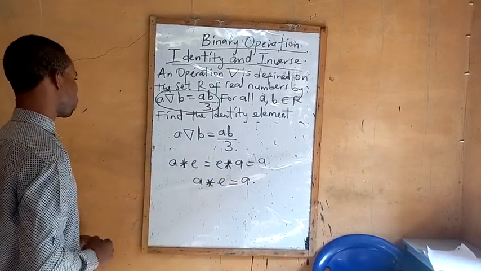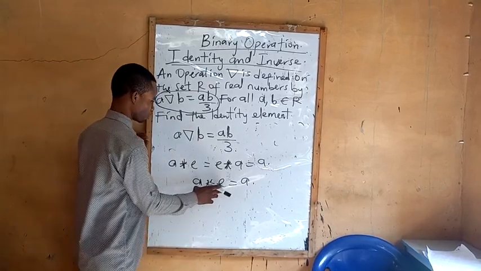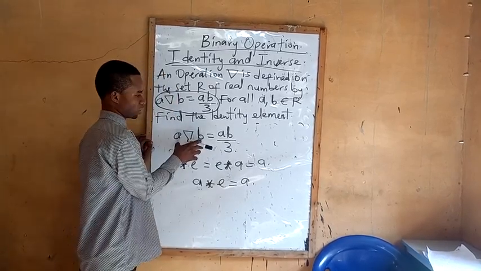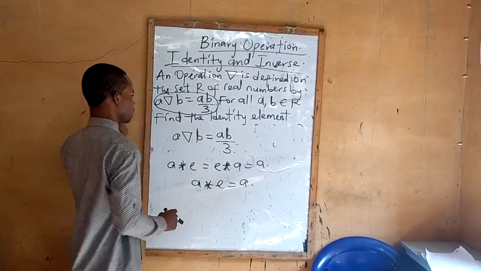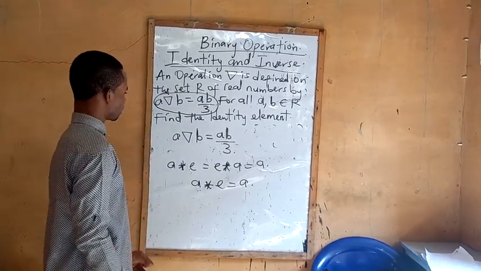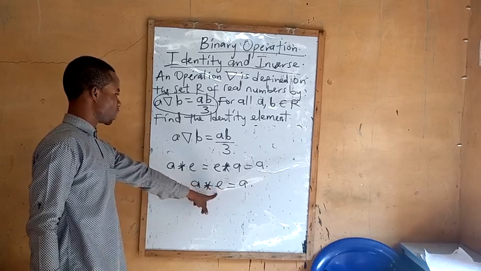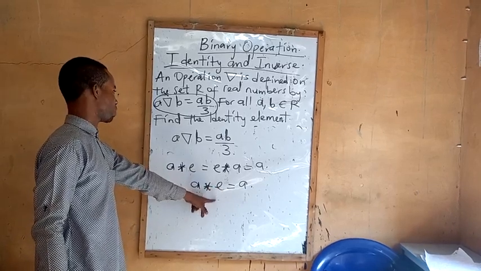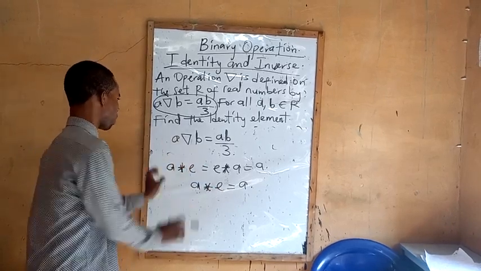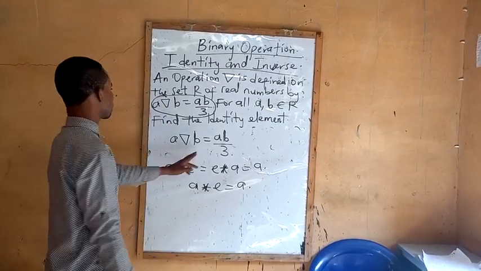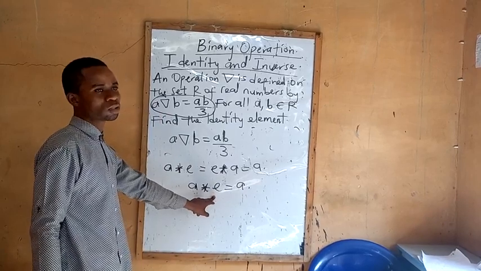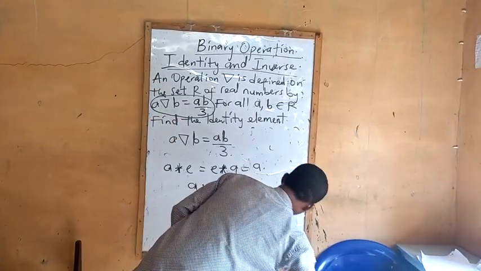After you have done that, compare this with this, because this is what they gave us in the question. Since E is our identity, which is constant, we are changing this, and we have to follow what we see here. So I'm changing this B to E.